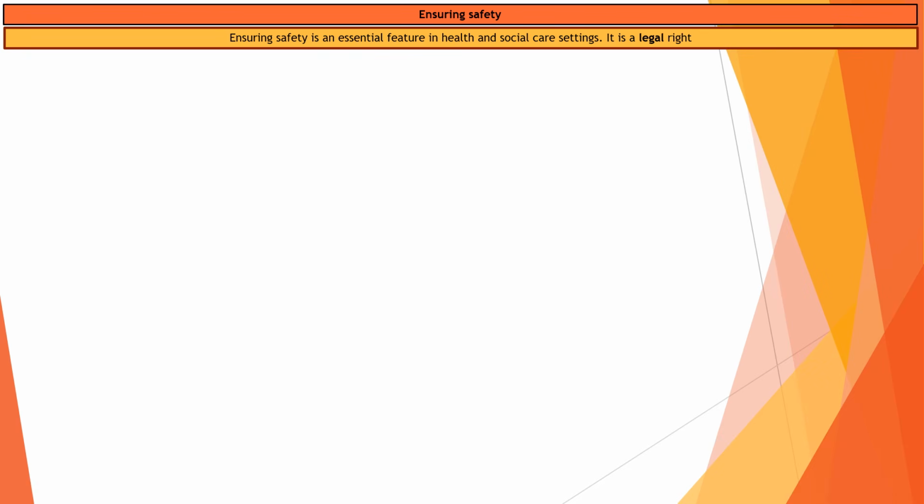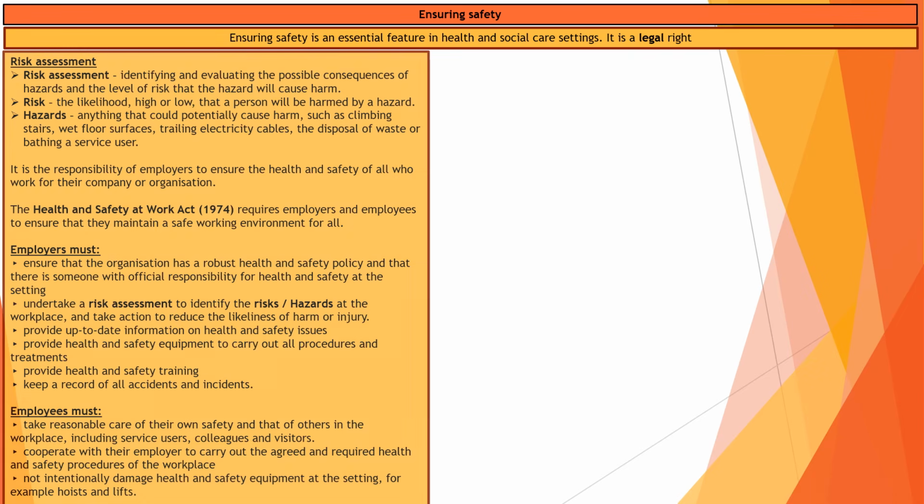So when it comes to ensuring safety, this is an essential feature of health and social care. Any health and social care setting has a legal duty to ensure that anyone in that setting is protected, and safety is a really important aspect of working in healthcare.